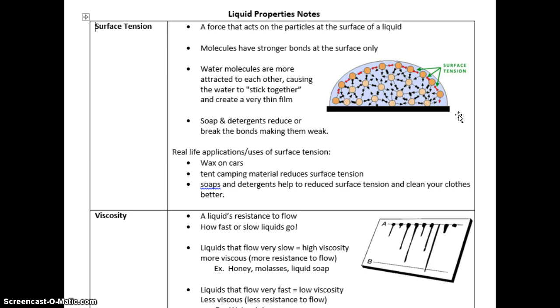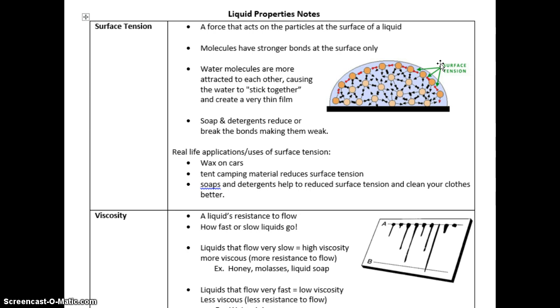Now, how can you reduce that? Well, soap and detergents will break the bonds. So if I spread soap all over that thin layer of screen, there's no way it would work, because soap breaks the bonds, comes in here, splits them apart, and they become weak, and it will no longer hold the water.